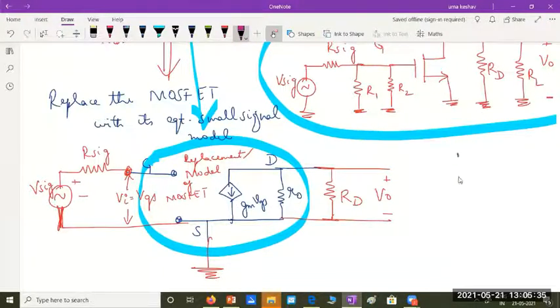Ideally, in a MOSFET in the linear region, we should expect a straight line, but practically there will be a small sloping. That sloping results in this resistor R0. Ideally, if this was a straight line, then R0 would have been infinity. But since this characteristic of ID versus VDS is not a perfect straight line parallel to the axis, it has a small slope. Because of that, we have the resistance R0.